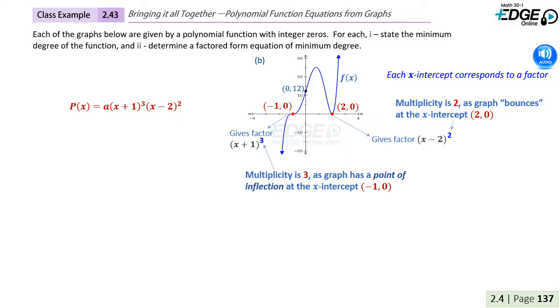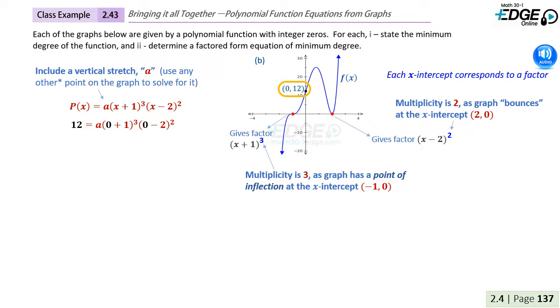Note, when we write our polynomial function, we state p of x is equal to a times the two factors. Again, we do not know what the vertical stretch is, so we're going to use a point from our graph to determine it. It's worth noting that in both of these last examples, we've used the y-intercept. It is not necessary to use the y-intercept. We could have used any point that was given, so long as it was not an x-intercept.